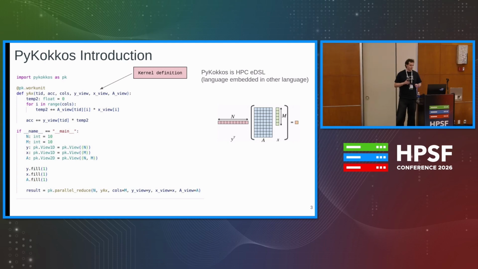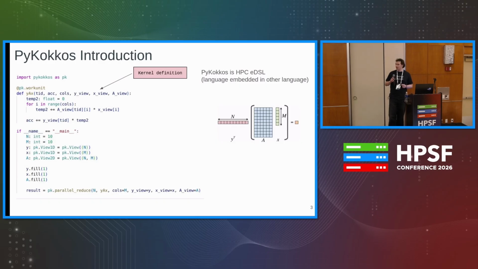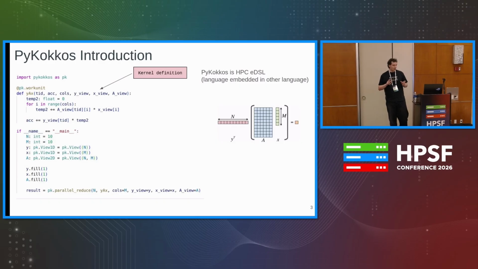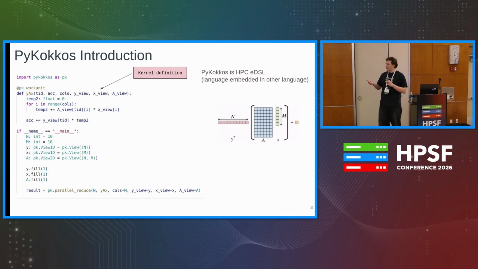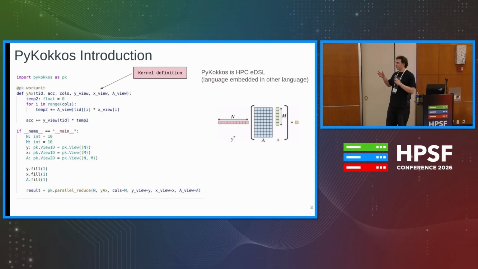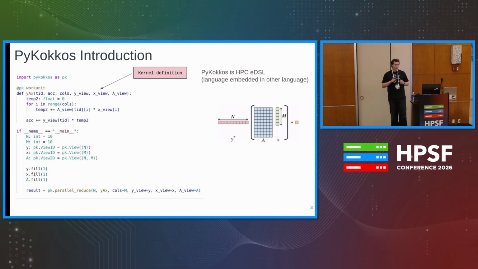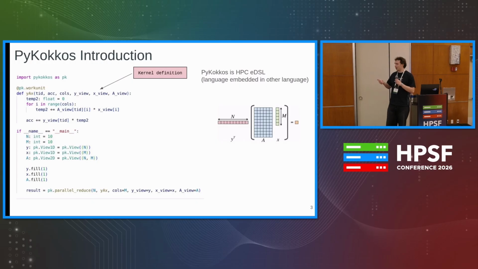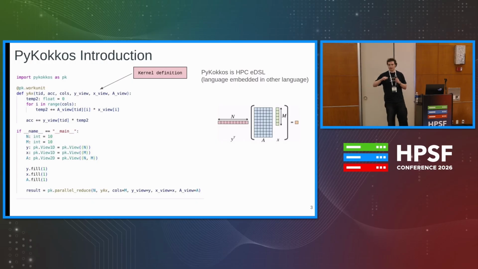And since PyKokkos is a high-performance EDSL, an embedded domain-specific language, that means that we support all of Python, but we just add some parts to the Python side to allow you to write these Kokkos-like kernels. And this kernel definition is just a simple Python function that has the decorator pk.workunit, which will in the future be translated into compiled C++, and we will see later how this works under the hood.